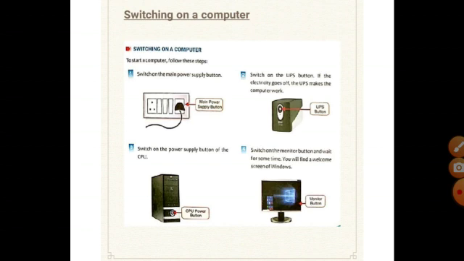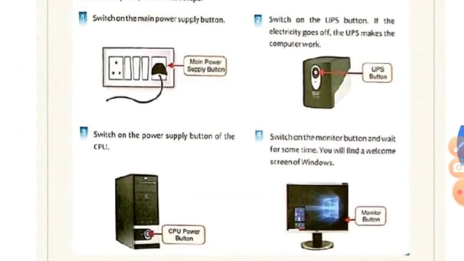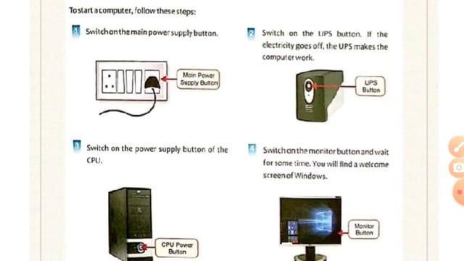To start a computer, we need to follow these steps. Number 1, we switch on the main power supply button as shown on this video screen. Then we switch on the UPS button. If the electricity goes off, the UPS makes the computer work. Number 3, we switch on the power supply button of the CPU.